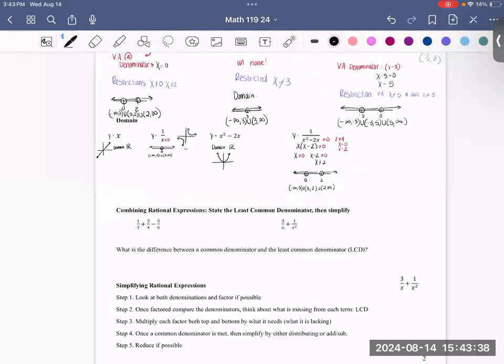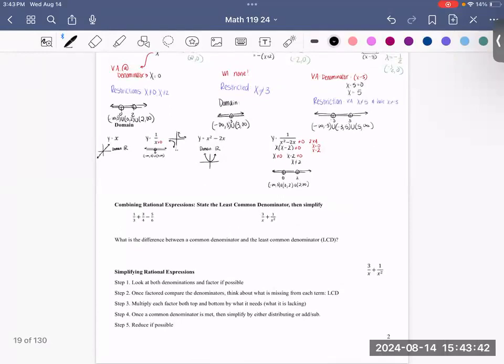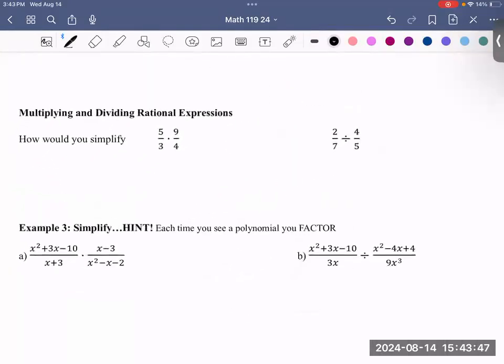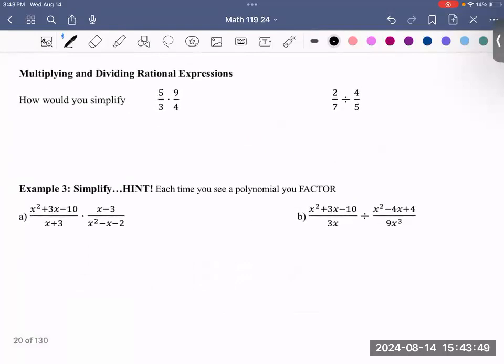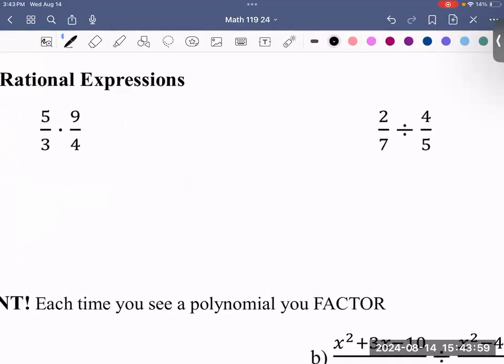Now, before we get into adding and subtracting rational expressions, let's actually skip and do something a little easier. Let's do multiplying and dividing rational expressions. Multiplying and dividing fractions tends to be a lot easier than adding and subtracting. So we're going to start here. Now, how would you simplify these two expressions? What I'd like you to do is pause the video and see if you can attempt doing it on simpler fractions before we go ahead and get started.